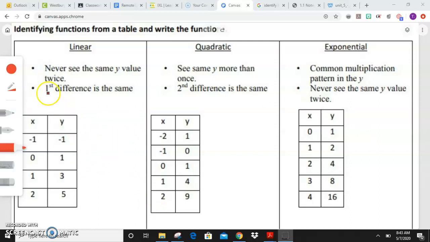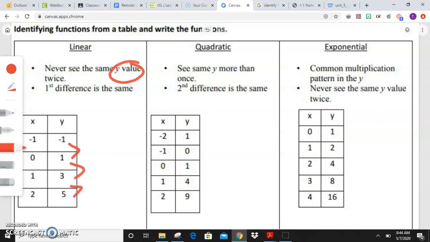I have some notes here. Linear, you're never going to see the same y value twice. If we did, that would mean it's looping around. It's not a straight line. How you're going to tell it's linear is that it's going to have the same difference every single time. So when I look at the y value, because that's really all that matters, I'm looking between here.